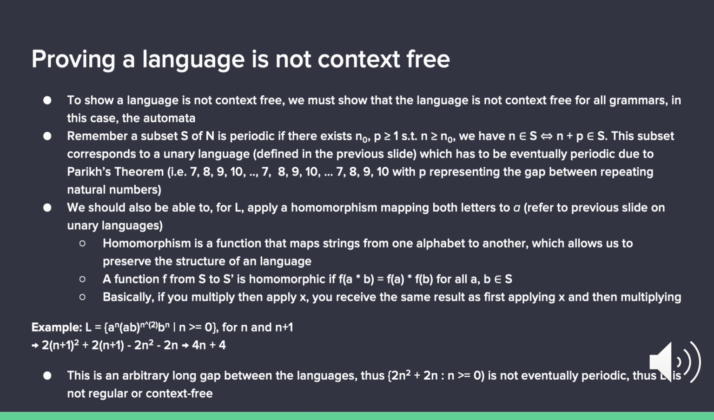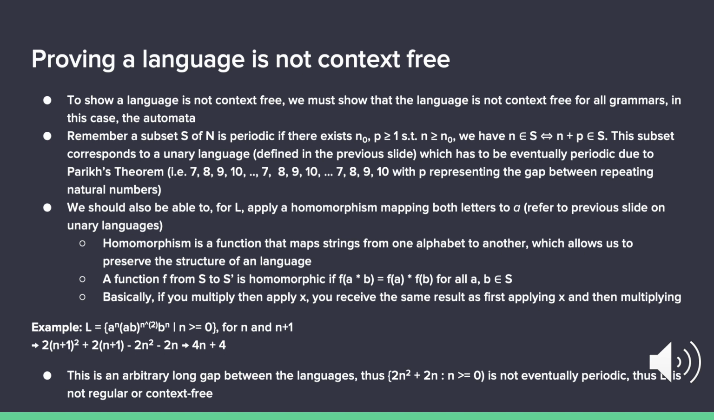So under Parikh's theorem, we should also be able to, for L, apply the homomorphism matching both letters to alpha, which we also referred to on the previous slide for unary languages. So homomorphism is defined as a function that maps strings from one alphabet to another, and this allows us to preserve the structure of a language. And a function f from S to S prime is homomorphic if f of a times b is equivalent to f of a times f of b for all a, b in the set S. So basically, if you multiply a and b then apply f, you receive the same result as first applying f and then multiplying a and b.